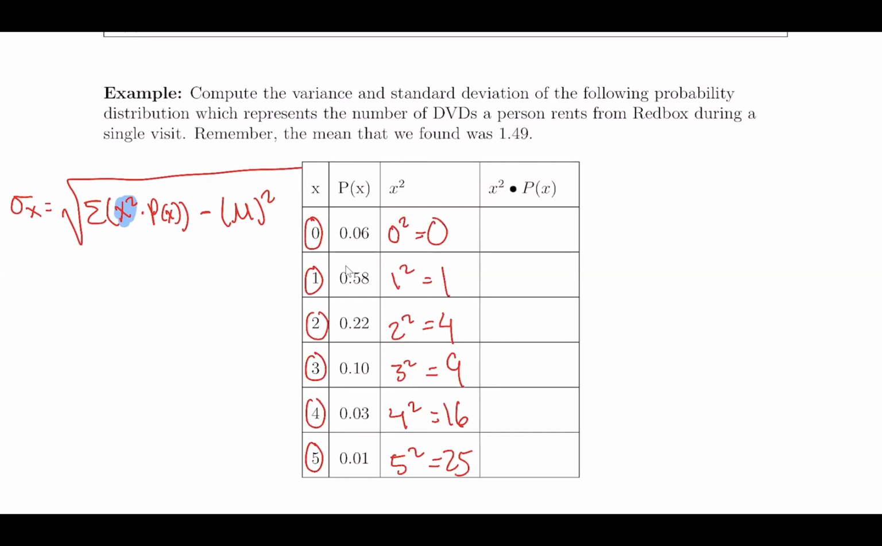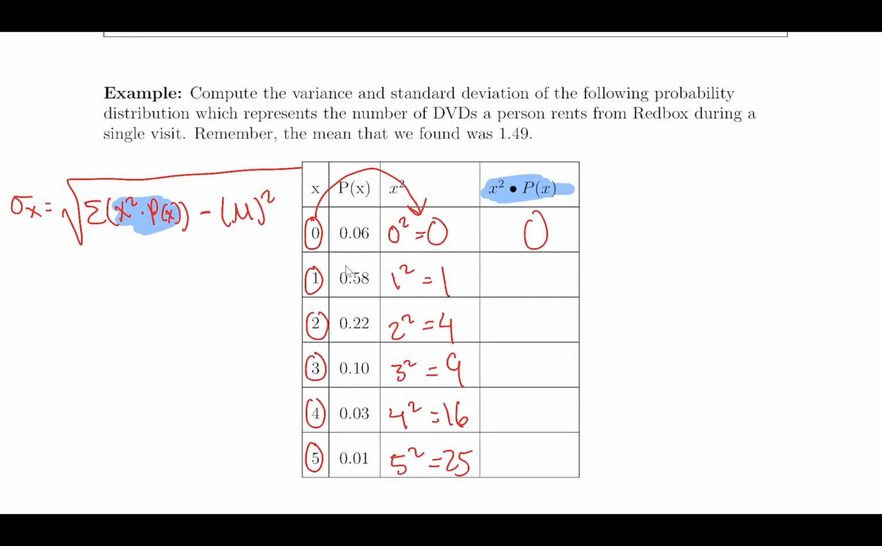All right, sweet. So up next, we're going to go ahead and, now if you look at the formula, we're going to do this portion right here. If you look at that portion, you get x squared and you multiply it by p of x. So I'm going to get this and multiply it by that.